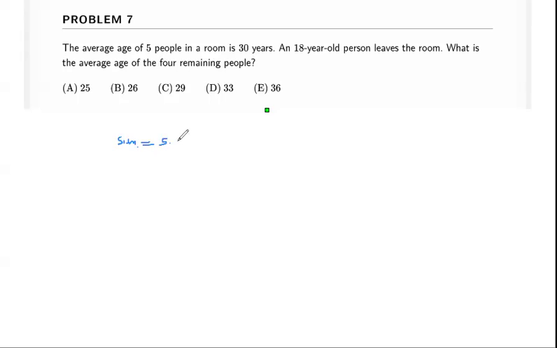But if I take 30 as each person's age, their sum is going to be 5 times 30, because when you add the ages and divide by 5, you get 30. So the sum of the ages is 5 times 30, which is 150. Now one person who is 18 years old leaves, so we subtract 18 from this sum, and we have 4 people left. To get the average of the remaining 4 people, we divide by 4, which is 132 over 4.